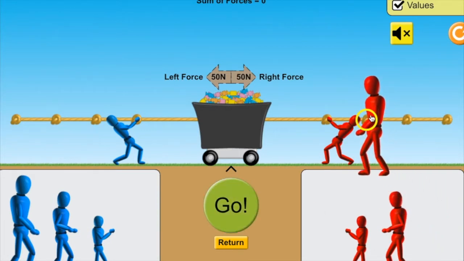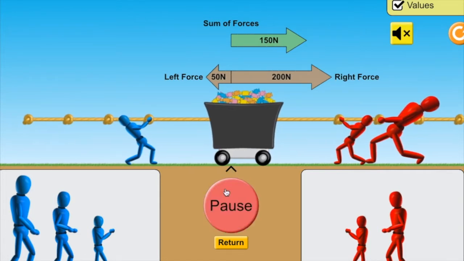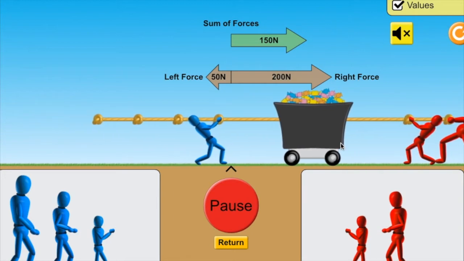But now we can change this. Say we add another player on the red side. Now we are pulling with an unbalanced force, or a net force. This is going to cause the object to change its motion. In this case, you see an acceleration.